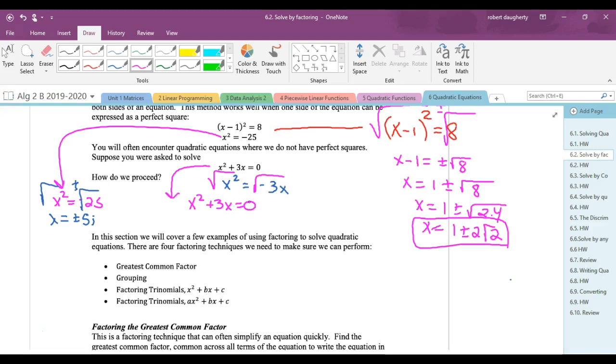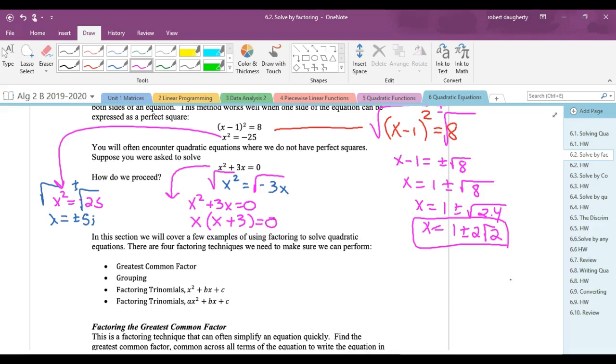So can I factor x squared plus 3x? Is there something that these two terms have in common? They have an x in common, okay? What do I multiply x by so that I get x squared? X. What do I multiply x by so that I get 3x? That's 3, okay? Now this is completely factored. I've got two things that multiply and give me what?